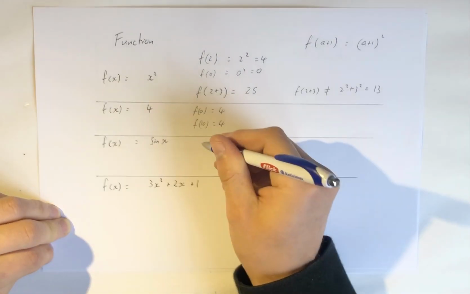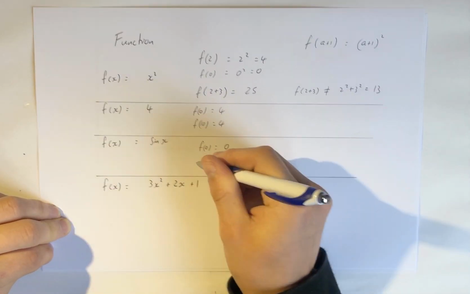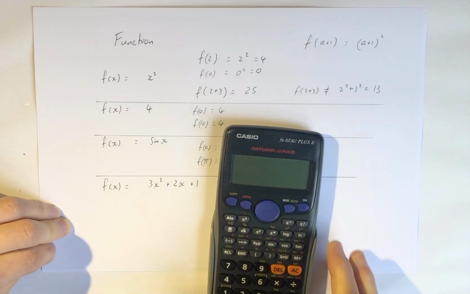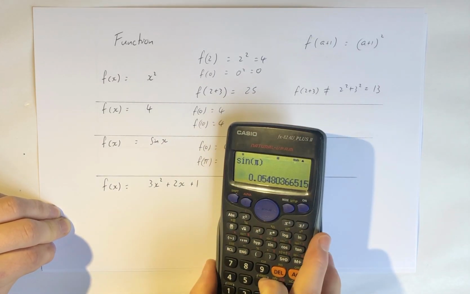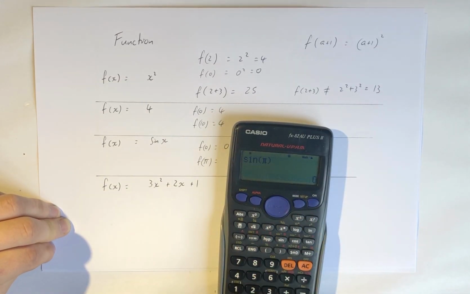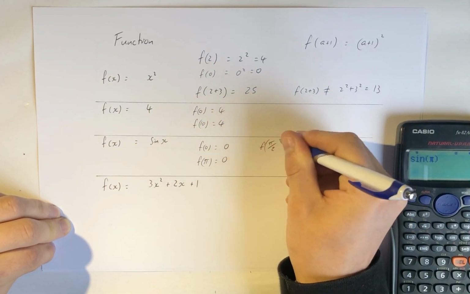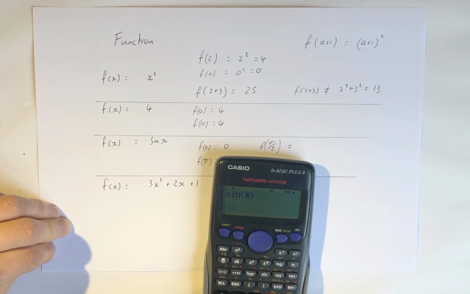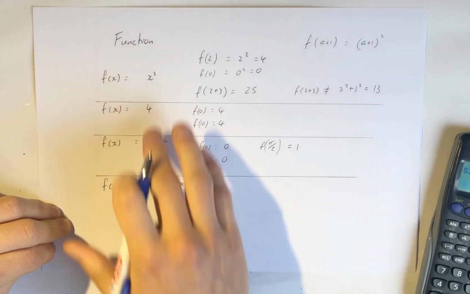Here, if I went f of 0, I get 0, because sine of 0 is 0. If I put f of pi in, same on a calculator, that would be sine and put pi in, and my calculator's in the wrong mode. I'd also get 0. And if I went f of pi over 2, that's sine of pi over 2. And so if I was to put it in as a function, I would get 1. So these are all functions.